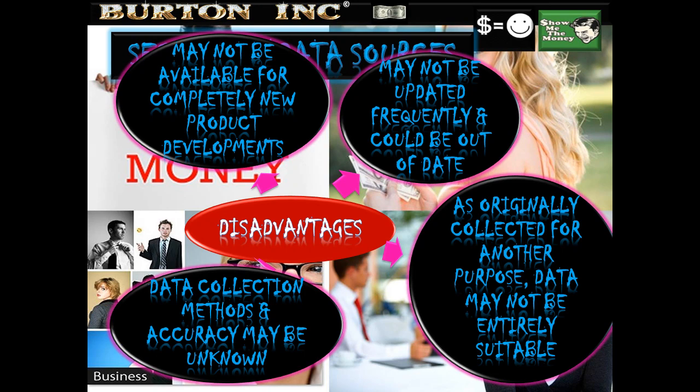And because the secondary data is originally collected for another purpose, the data may not be entirely suitable to what your organisation is requiring. You'd be able to verify the accuracy and the methods of the data, but sometimes they're unknown. And because of the frequency of these things being updated, for completely new product developments, information might not be available to help you there.